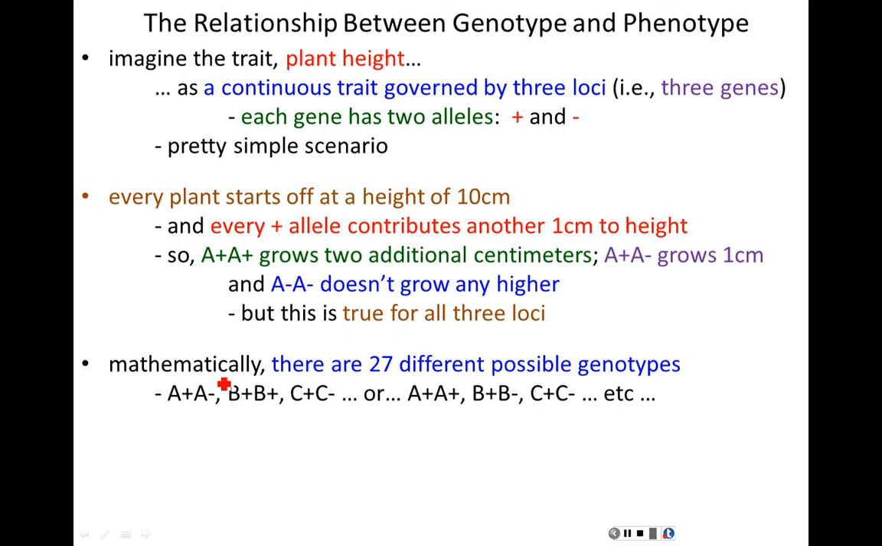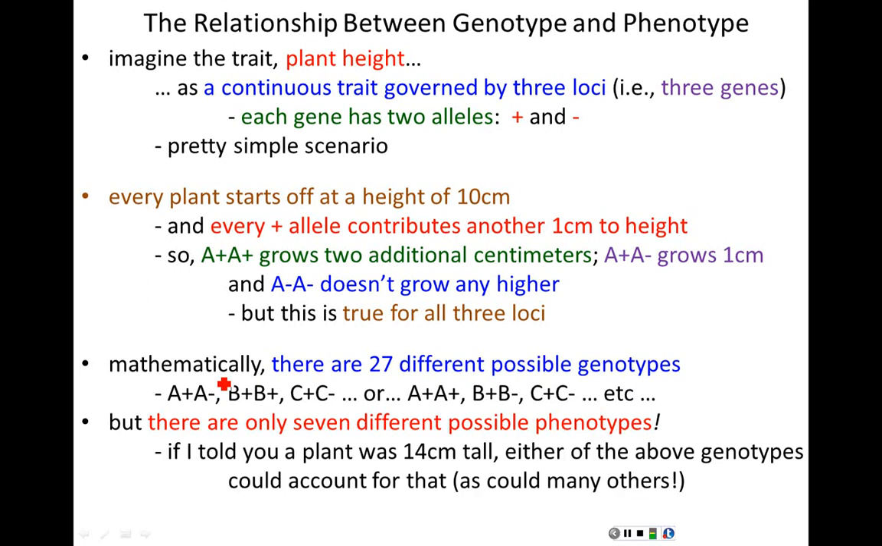So A plus, B plus, B plus, C plus, C plus is a genotype. A plus A minus, B plus C minus is a genotype. A plus B plus B minus, C minus is a genotype. There's 27 different combinations of those given just positive and negative alleles. But even though there are 27 different genotypes, there are only 7 different possible phenotypes.